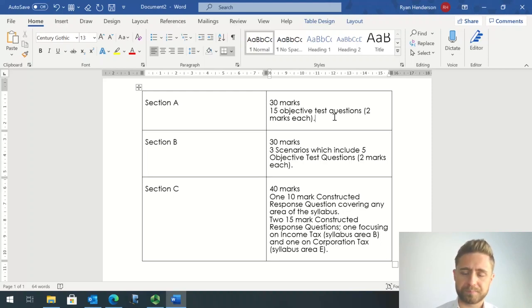Section B, similar to Section A. In Section B, what you have is 30 marks, but this is made up of 3 scenario questions, and then for each scenario, you're going to have 5 OTQs again. Each one of those is worth 2 marks as normal. Now, again, what you need to think about here is what is the actual requirement for the question, and what information in that scenario relates to that particular question.